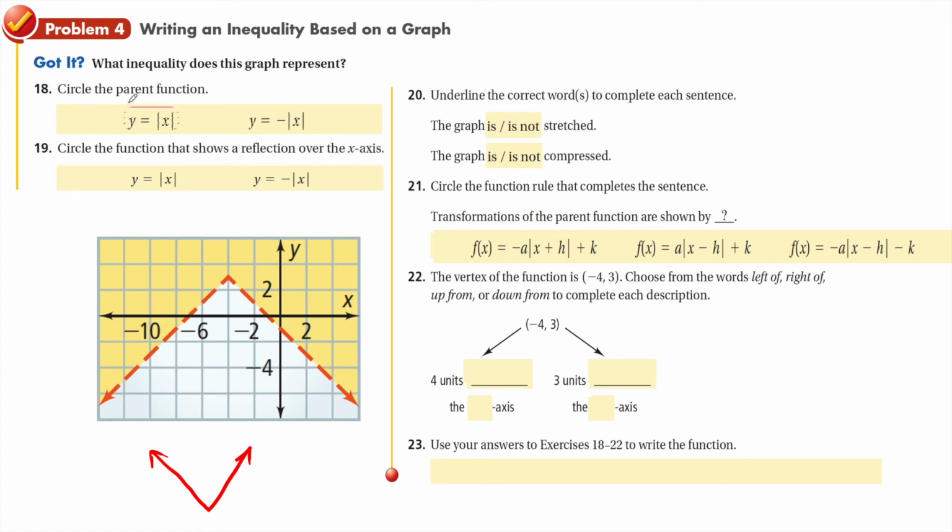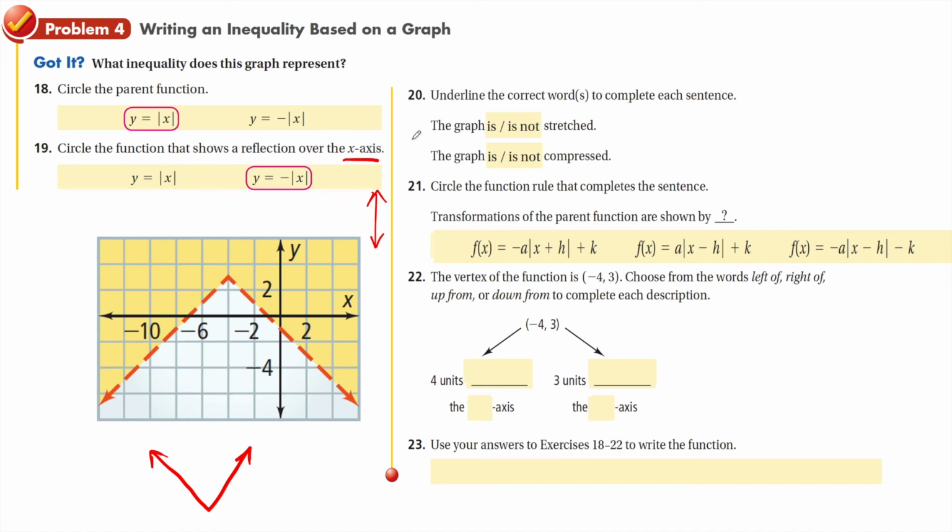My parent function is the absolute value of x because of the fact that it is a V-like form. It's just being flipped upside down, which question number 19 says, circle the function that shows the reflection over the x-axis. Over the x-axis is a vertical reflection, and therefore it needs to be multiplied on the outside. Evidently, it's the only one that also is being multiplied by a negative in this problem. Therefore, that y equals negative times the absolute value of x is correct.